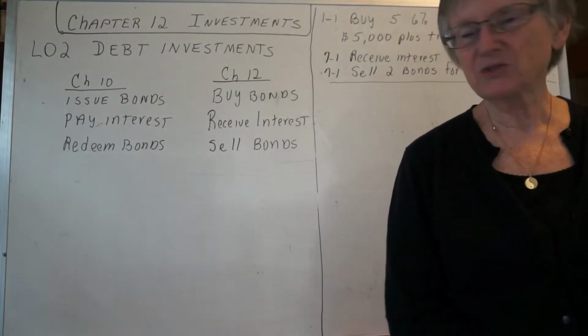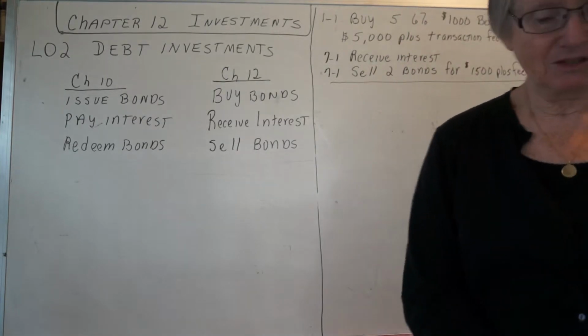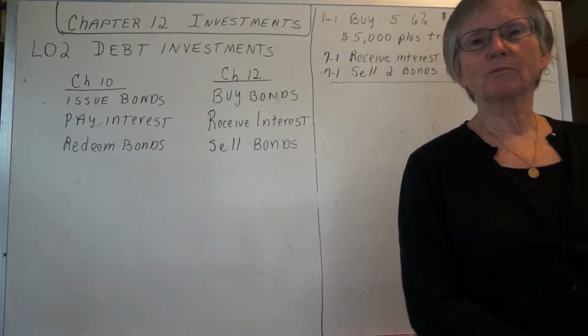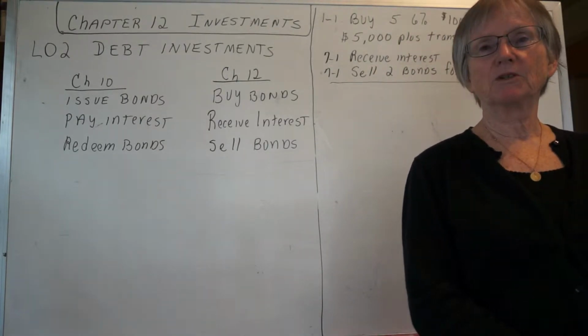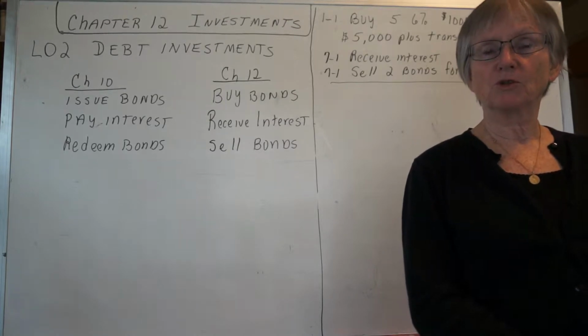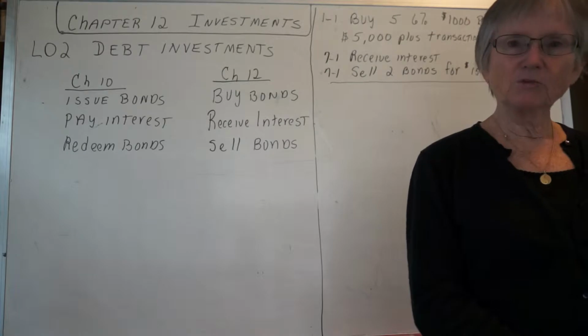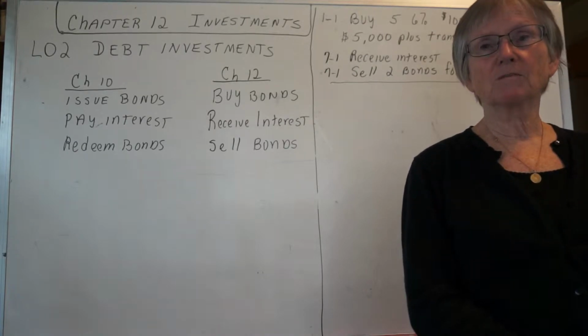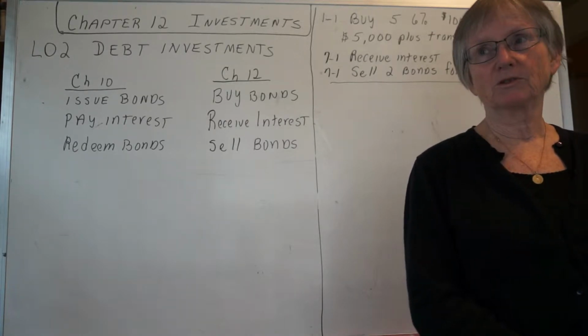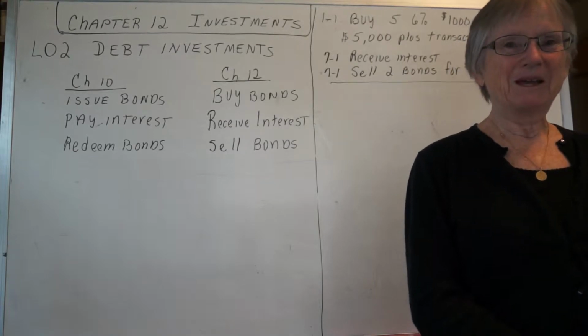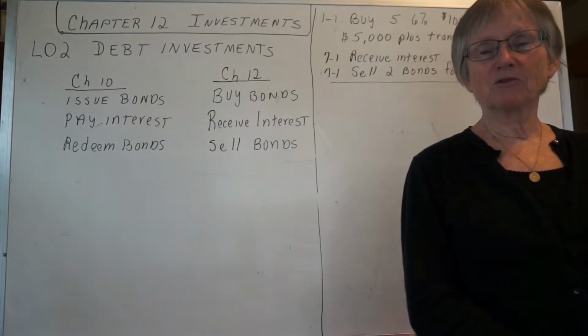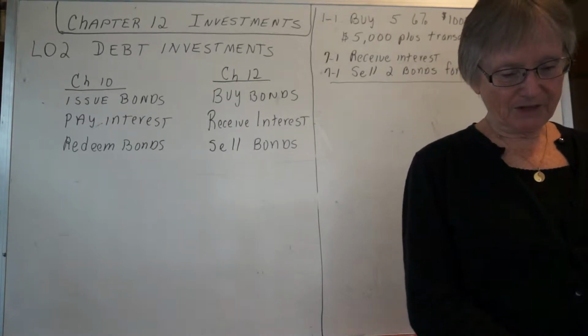Okay, so who issues the bonds that we're investing in? Well, could be corporate bonds. These would be bonds issued by corporations to fund various projects, to raise money. They could be U.S. Treasury bonds. These are put out by the federal government to raise money. And those you can buy directly from the government or through a broker.